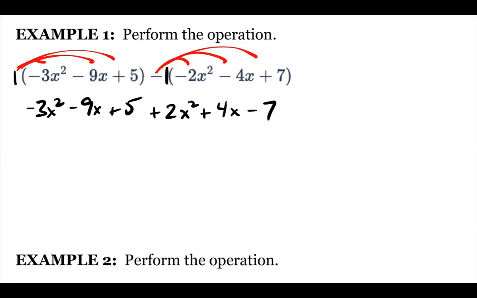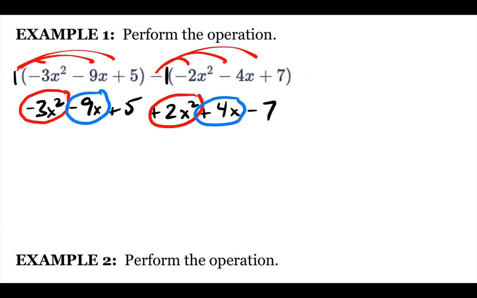Good. Distribution is done. What do you think I'm going to do next? You guys are right. Combine like terms. These guys have x squareds. These guys have x's. And these guys have our constants. Right? They're just constants. So we combine the reds, combine the blues, combine the yellows.